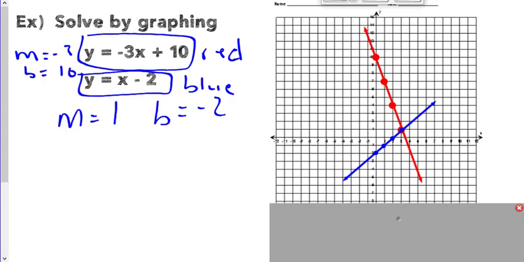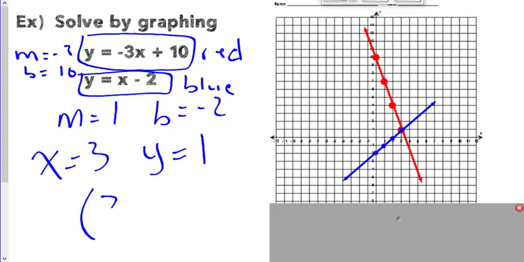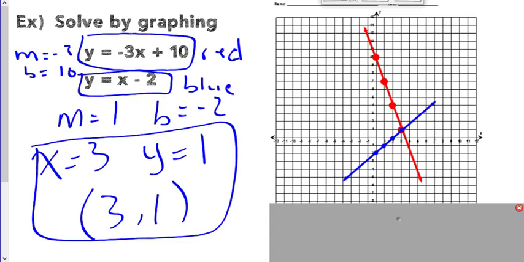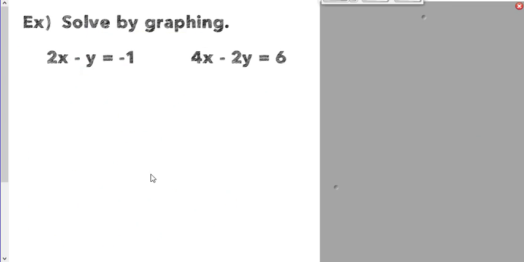So the solution would be x equals 3, y equals 1. Or if you want to write that in ordered pair form, say (3, 1). That's good. So any version of that is fine. You can say x equals separately and y equals separately, or you can combine them into an ordered pair. Okay? All right, so moving right along here, and we've got another one.